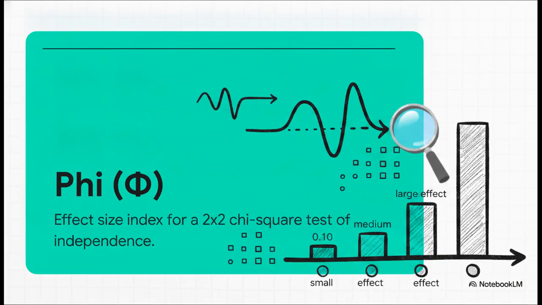Next is phi, which you'll use specifically for 2x2 tests of independence. You can think of phi as operating very similarly to a standard correlation coefficient. A value hovering near 0 means there's basically no relationship. On the flip side, we use standardized benchmarks to interpret it. A 0.10 represents a small effect, 0.30 a medium effect, and 0.50 represents a large, highly noticeable effect in your data.